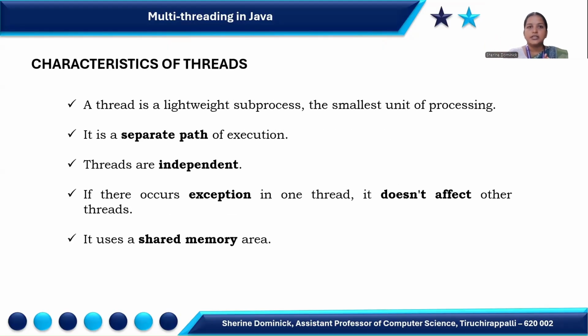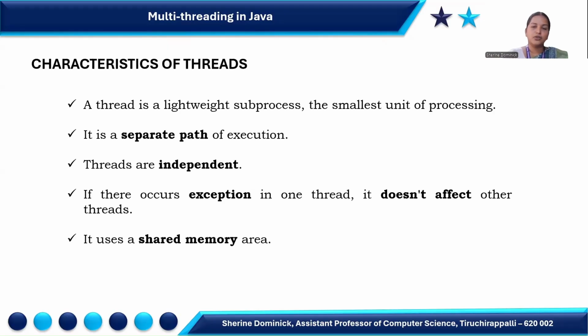Let's see some characteristics of threads. A thread is a lightweight subprocess. As I earlier mentioned, it is a part of a complete process, or we can say that if the whole activity is introduced as a task, then subtasks are called threads. It's like an individual task to be done. It takes its separate path of execution, and they are independent.